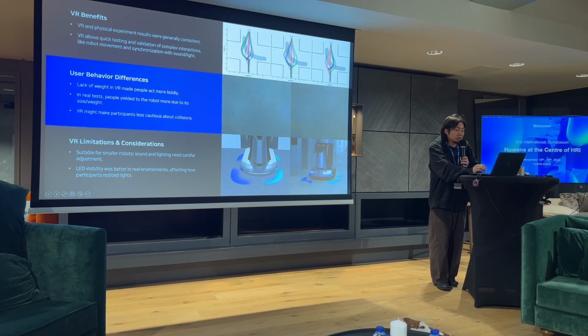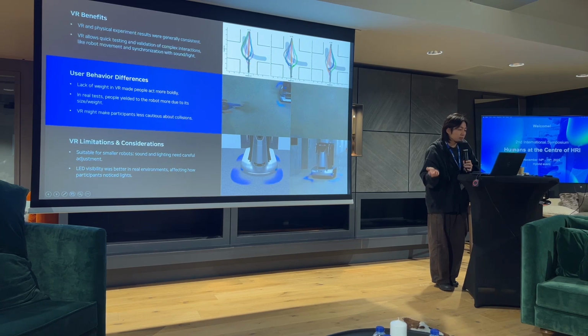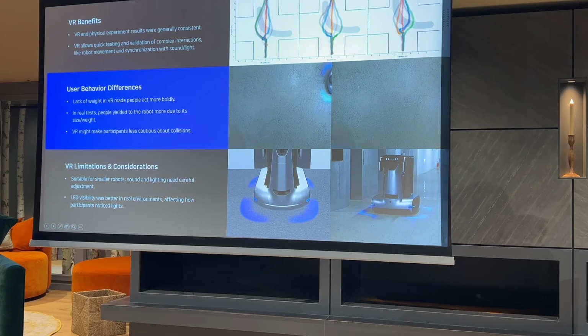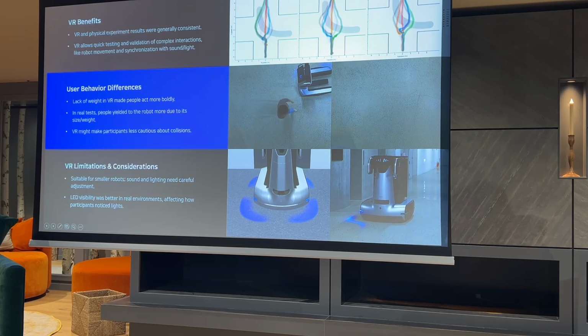If using VR for a bigger robot, careful adjustment of sound and ambient lighting in VR may be necessary. And we saw that the impact of LED expression is greater than in the real environment, maybe because of the resolution of the VR device. And the visibility of LED lights in VR was significantly lower than in the real environment.